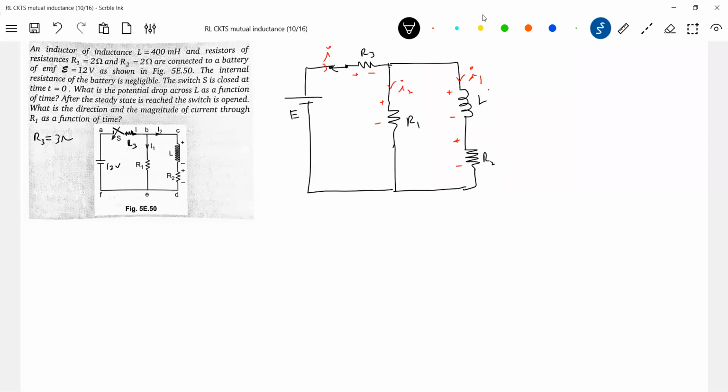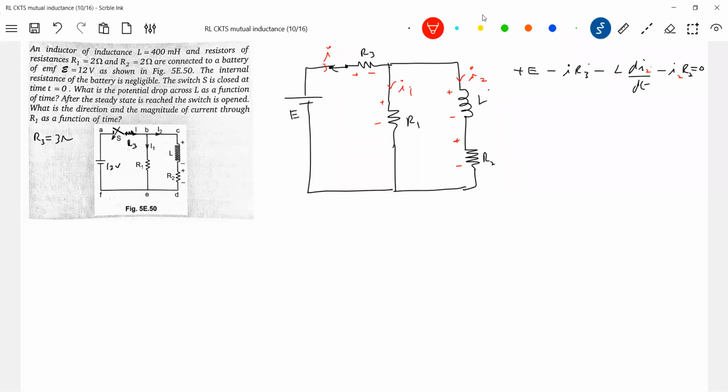So let's write the equation. Plus E minus I R3 minus L di1 by dt minus I1 R2 equal to 0. Let me take the symbols accordingly. We can't integrate, no, because I and I2 are there. So I should be eliminated.